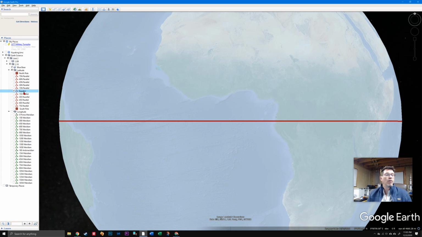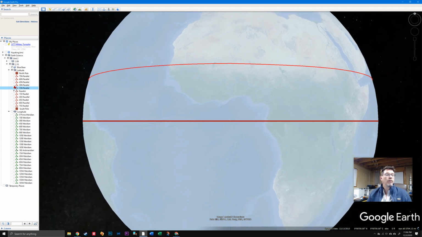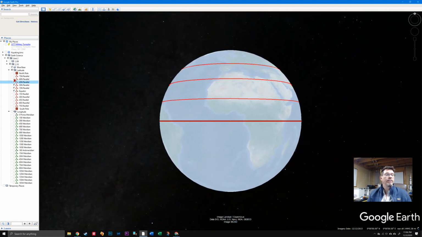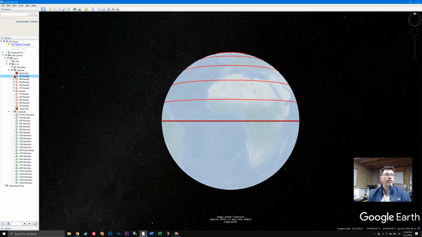All right, so the next thing that we did was we measured up to 15 degrees. And then we measured up to 30 degrees, and then 40 degrees, and then 60 degrees, 75 degrees, and finally the North Pole at the top. So we drew additional isolines, additional parallels, to represent this interval of 15 degrees.